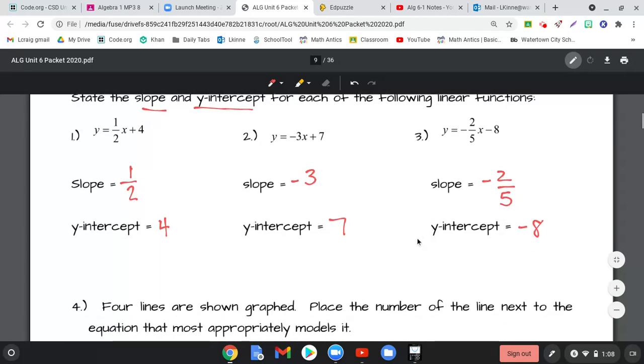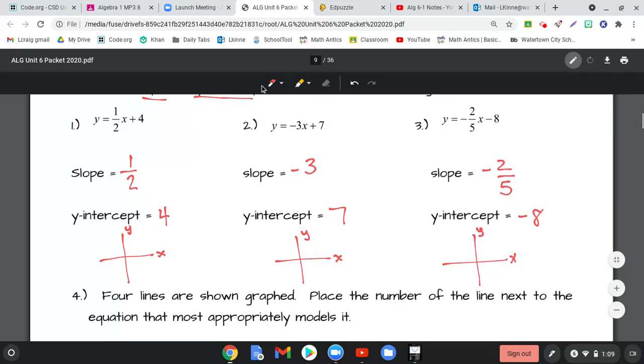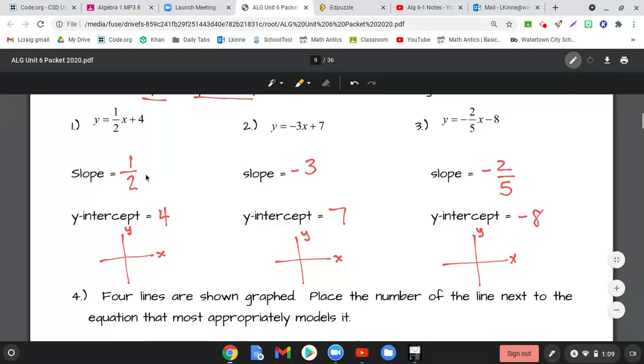Now, I want to quickly sketch what those would look like. We're not going to actually graph it, but let's just picture what these would look like. So I want you to quickly just make an x and y axis for each of these. Remember, you should be taking this down in your packet because you can use it on all of your tests and quizzes. Okay, so your starting point is the y-intercept. So estimate where that would be.